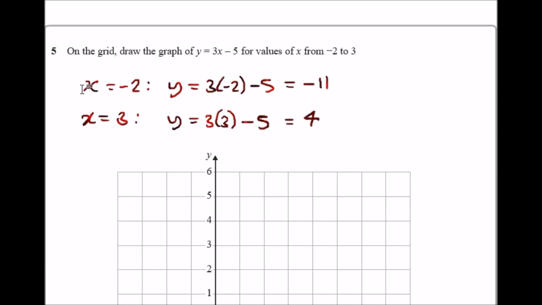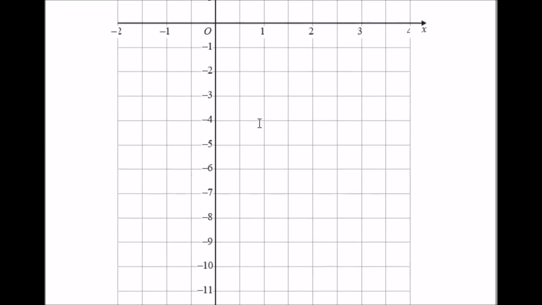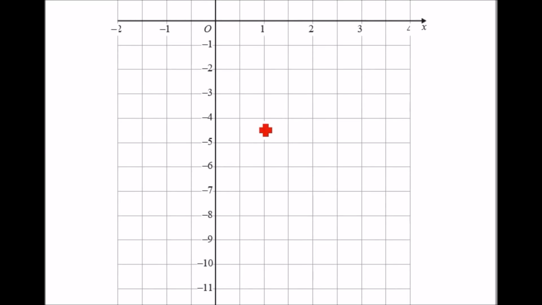Now all we do is plug in the corners. Minus 2 and minus 11. And here we plug in 3 and 4. Alright, let's find it here. So minus 2, minus 11. Oh, so this one's quite deep. So minus 2 is here. Drop down to minus 11. And the next one we said was 3, 4.